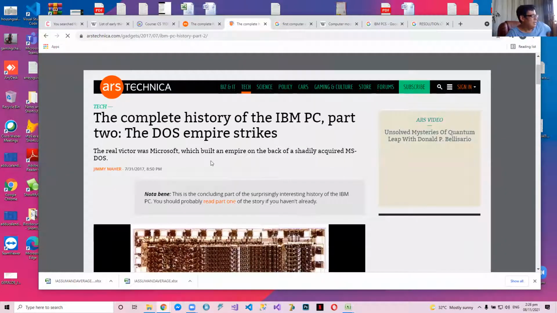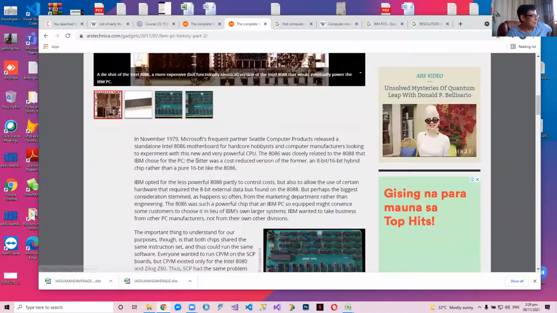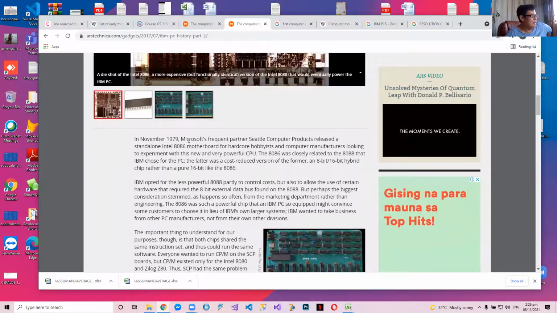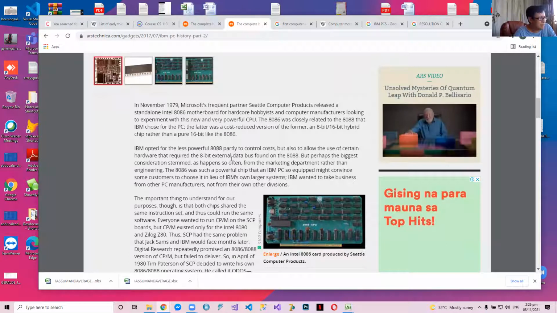Ito na. The start of DOS. Originally, DOS was not from Microsoft. Do you follow? Because IBM was the first producer of a disk operating system.